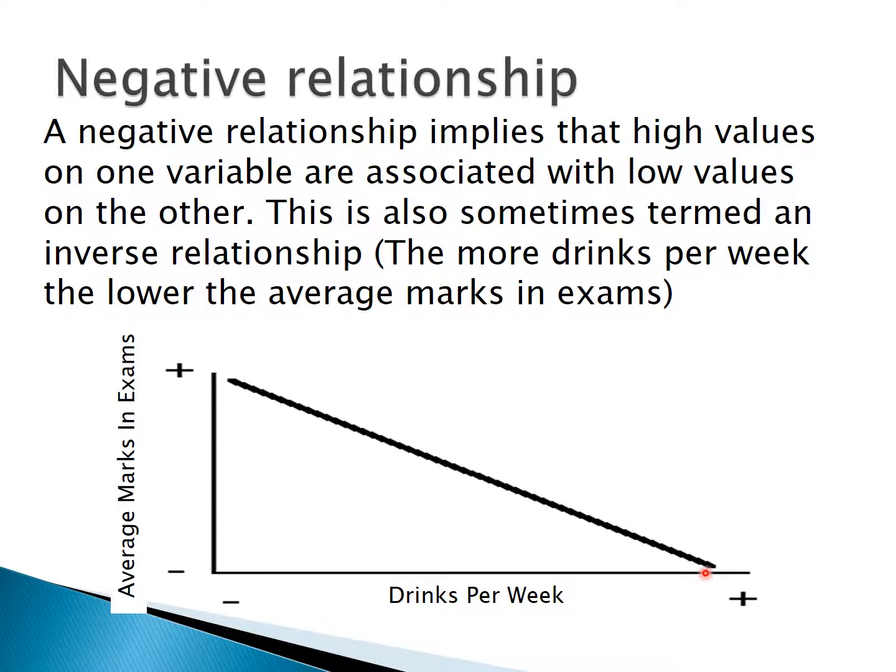Okay, and you might decide you want to prove this statistically. So the average marks the person has in the exam, on average, the fewer the number of drinks the person is having per week. Okay, and that's considered a negative relationship.